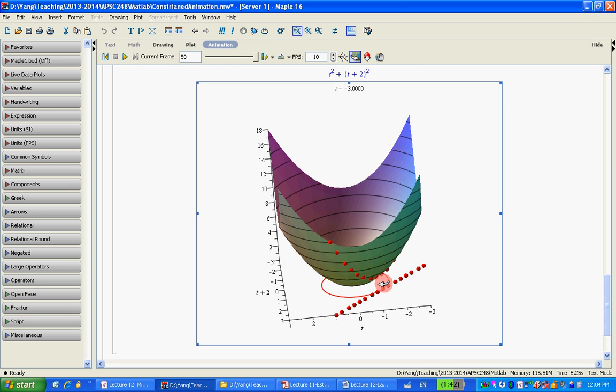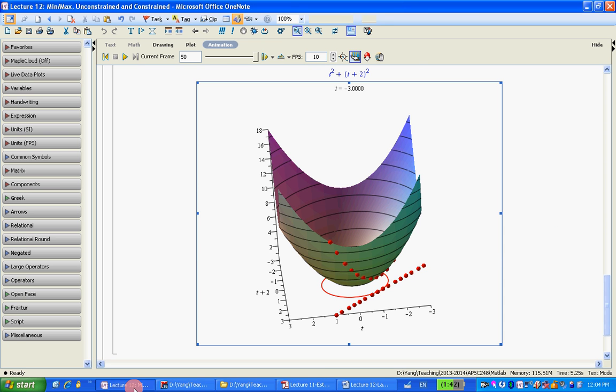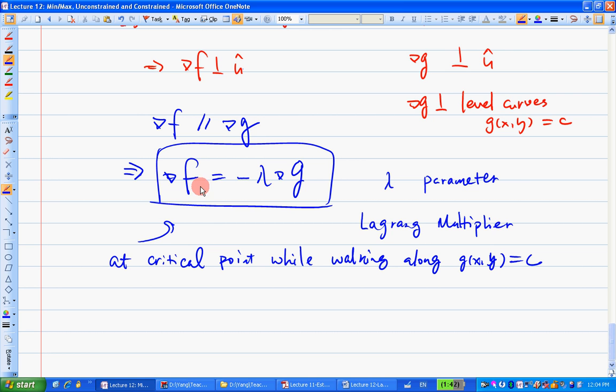You can see this circle here, the so-called level curve of the function f at this critical point. It's tangent to the constraint that you have here. Was that good? I have another one here, but we're going to see it later. Overall, this is a very good conclusion we just found.